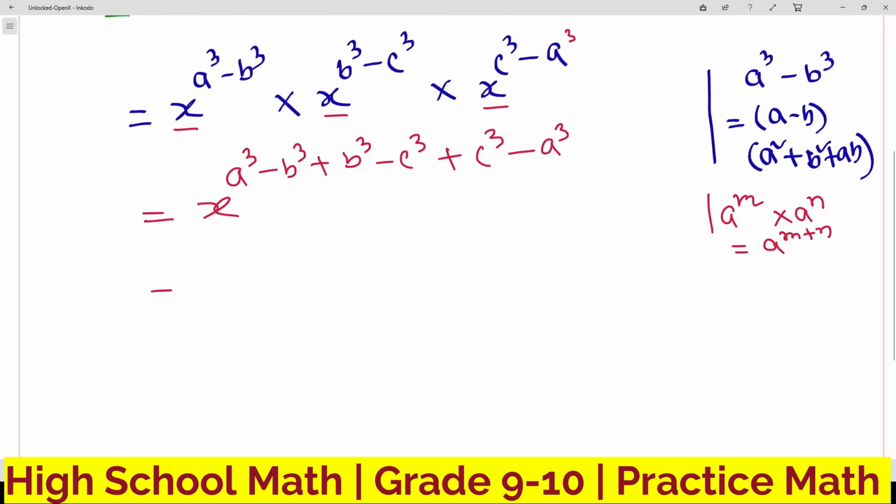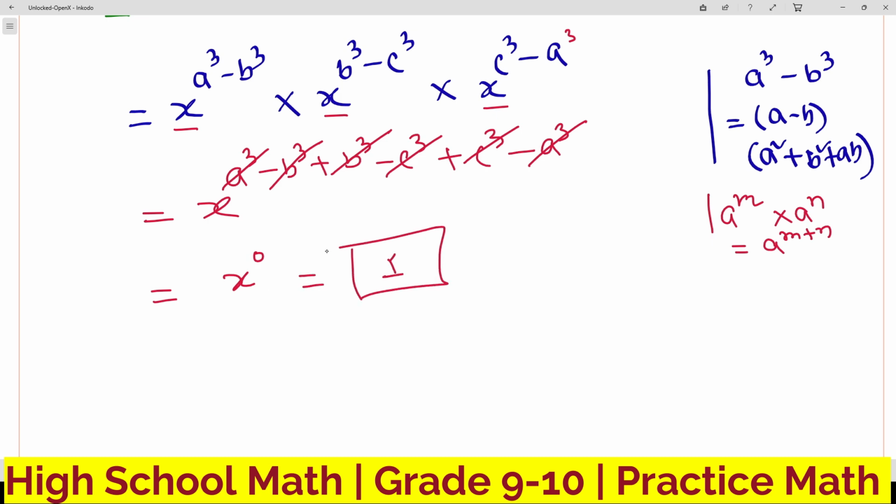Right? Now look, here is a³ minus b³ plus b³ cancel out, then a³ minus a³ cancel out, minus c³ plus c³ cancel out. So x to the power 0. That means our answer is only 1.